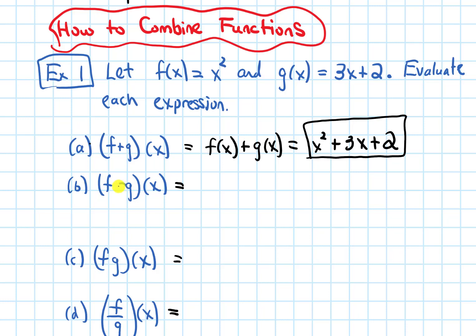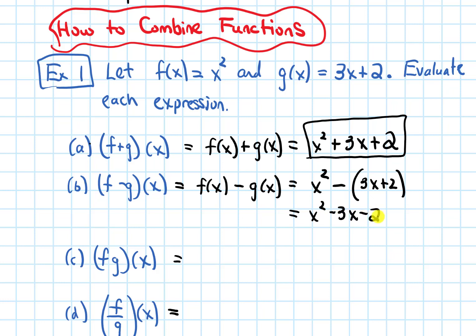Okay, for b, I have f minus g in parentheses and then parentheses x. So this will mean f of x minus g of x. When I subtract my two functions, I will get x squared minus all of g of x. So when I minus all of g of x, I've got to put parentheses around it, and then 3x plus 2. If I don't put that parentheses, I'll forget that this negative applies to both of these terms. I've got to distribute it now and get x squared minus 3x minus 2. All right, so that is the subtraction.